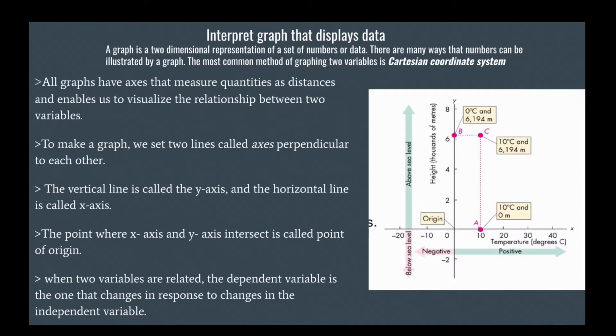To construct a graph, you need two axes, two lines that are perpendicular to each other. The vertical line is called the y-axis and the horizontal line is called the x-axis. The point where the x-axis and y-axis intersect is called the point of origin. When two variables are related, the dependent variable is one that changes in response to changes in the independent variable. So here the independent variable, also called the base, is on the x-axis, and the dependent variable is on the y-axis.